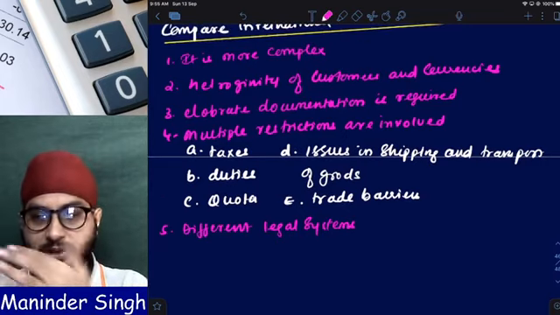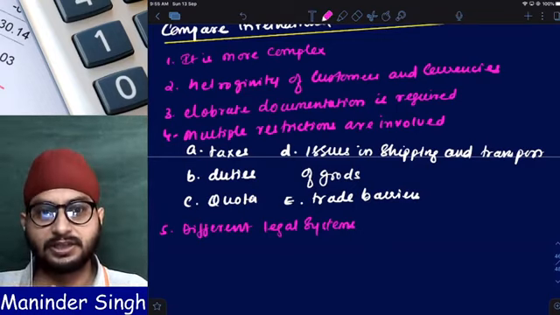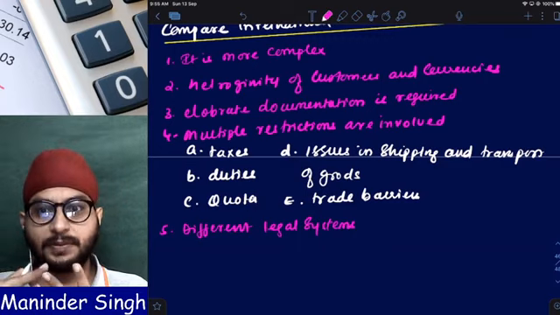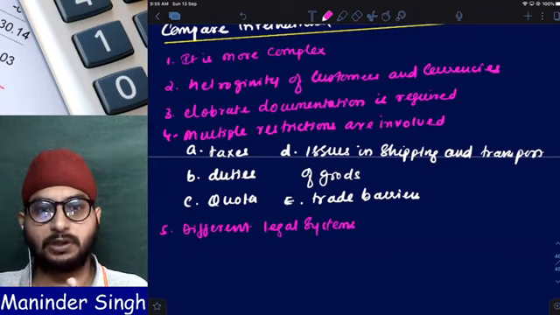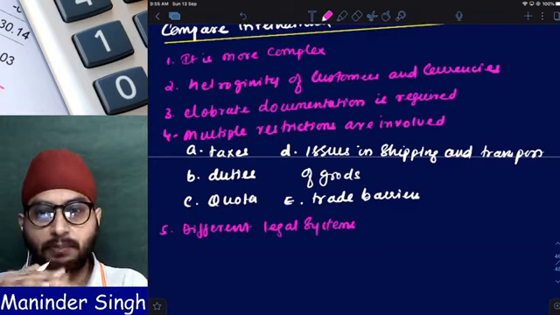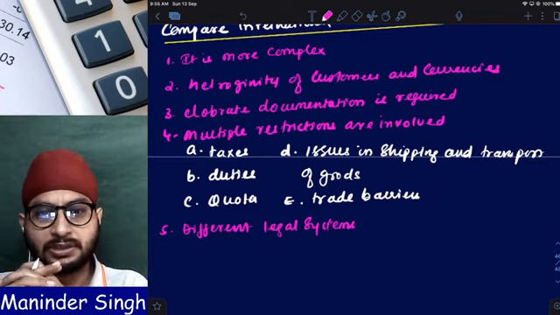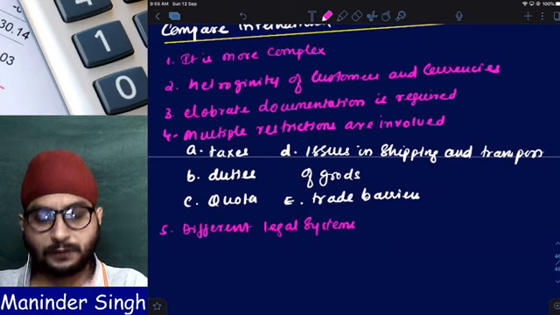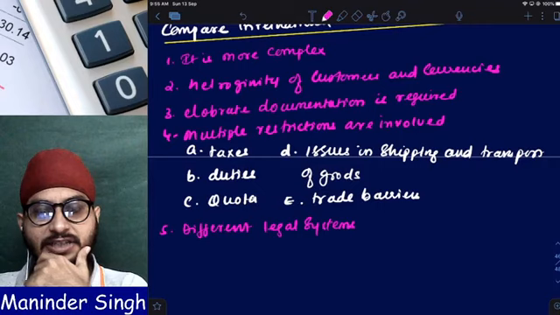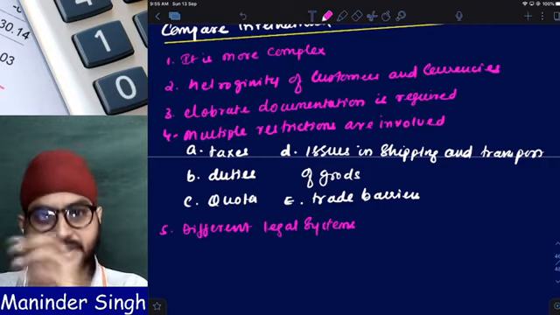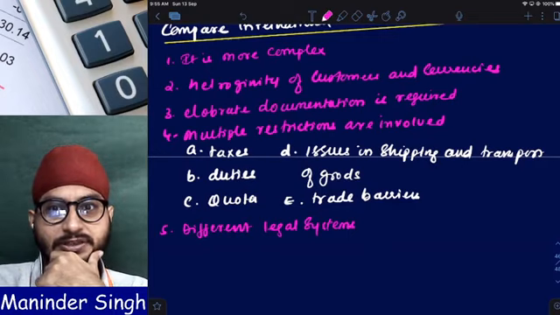So when we compare international trade with domestic or internal trade, international trade is more difficult to do. Lots of different types of customers will be involved, multiple types of currencies will be involved, a lot of documentation has to be done, and multiple restrictions will be there in the form of taxes, duties, quotas, shipping, trade barriers, and moreover different legal systems or laws will be applicable. But still, international trade is done or not? Yes, it is done.